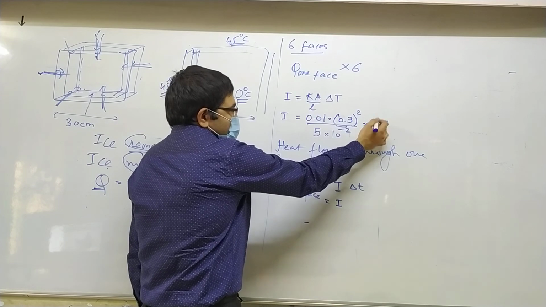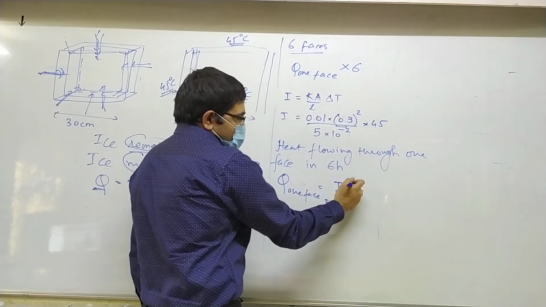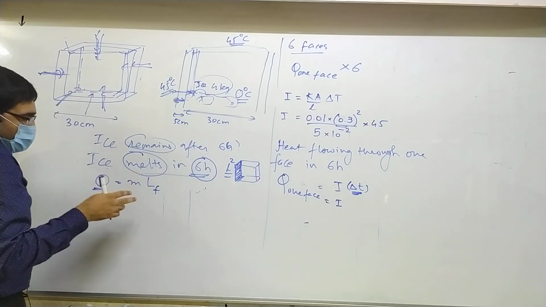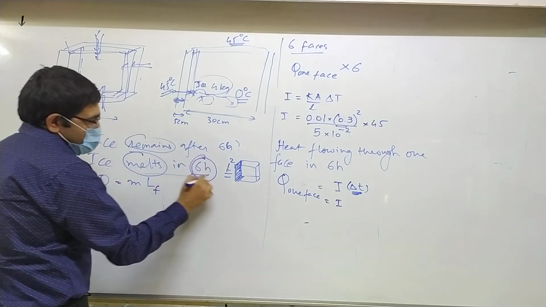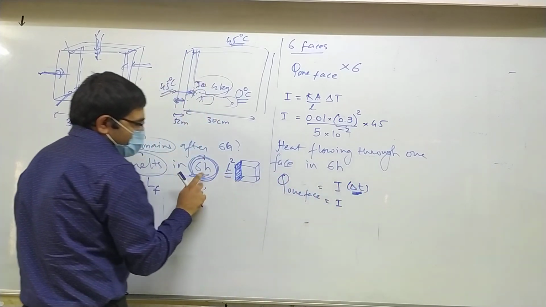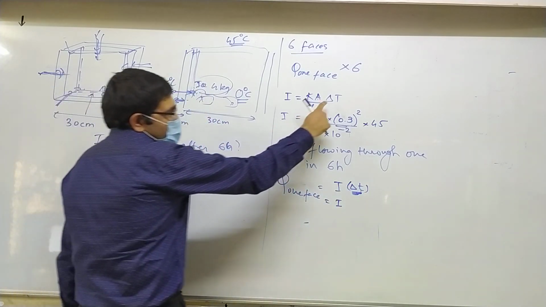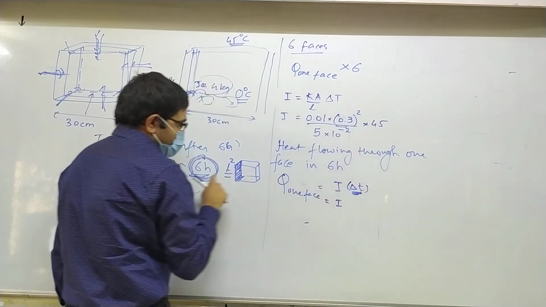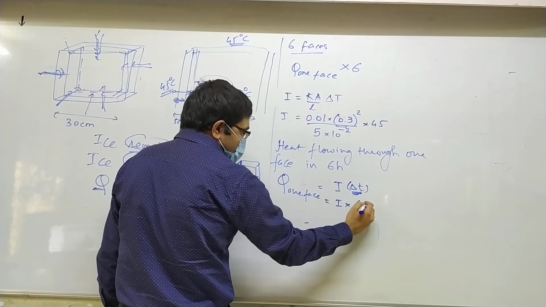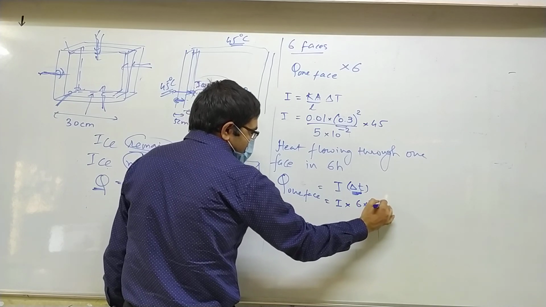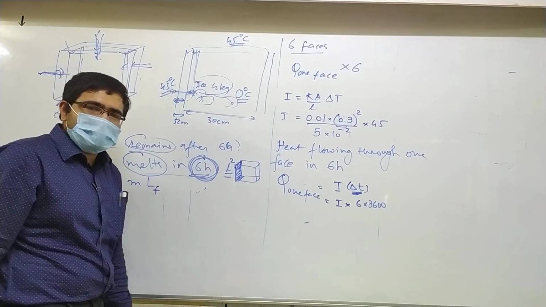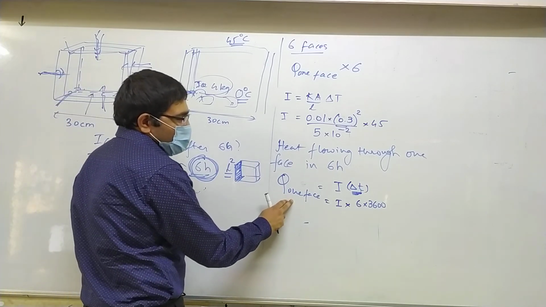Then the small delta t, don't forget, it's not the temperature difference, it is the time interval. That is 6 hours. I repeat, this small delta t is nothing but the time interval. They are not the same. So I into 6 hours. 1 hour is 3600 seconds, so 6 hours is 6 into 3600. This is just Q for one face.